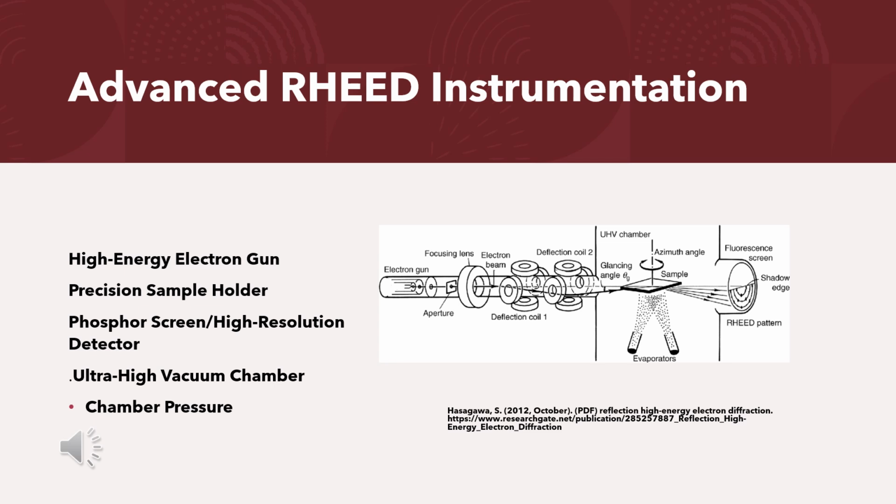The UHV environment minimizes electron scattering by the background gas and prevents contamination of the sample surface. To give you an idea of the required conditions, for electron energies of 10 kiloelectron volts, we need to maintain a chamber pressure of 10 to the negative 5 millibar or lower. This level of vacuum is necessary to prevent significant scattering of electrons, ensuring the accuracy and clarity of our diffraction data. In summary, the RHEED setup is a sophisticated arrangement of components, each playing a critical role in obtaining high-quality diffraction patterns and accurate surface analysis.